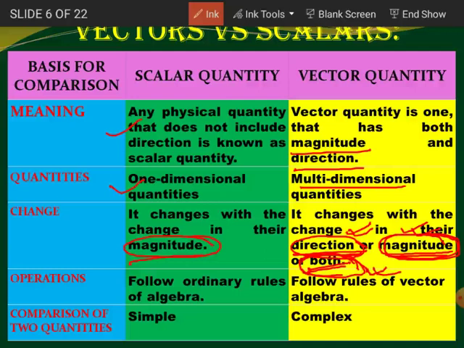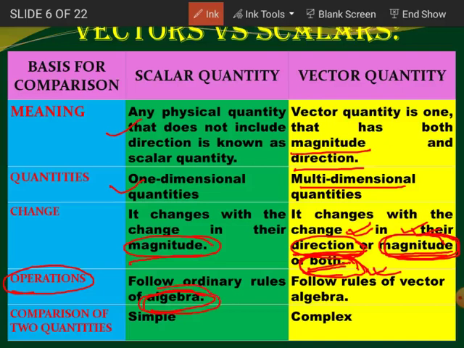Now let's consider the operations. A physical quantity follows or obeys the ordinary rules of algebra, so those are multiplication, division, subtraction. Those things will be followed while operating on scalar quantities. Scalar quantities can be added, subtracted, multiplied, and divided.